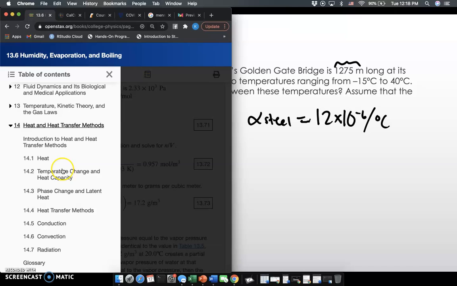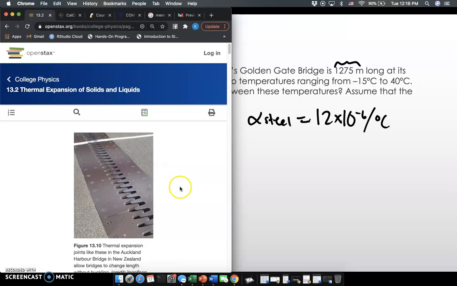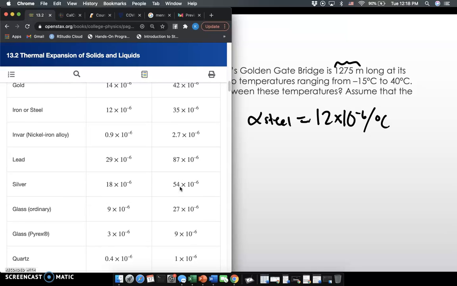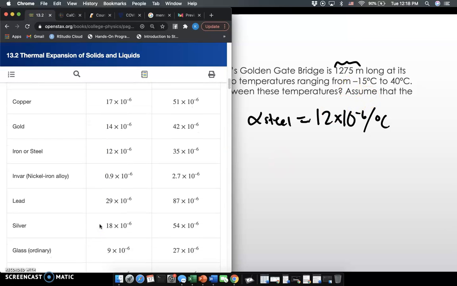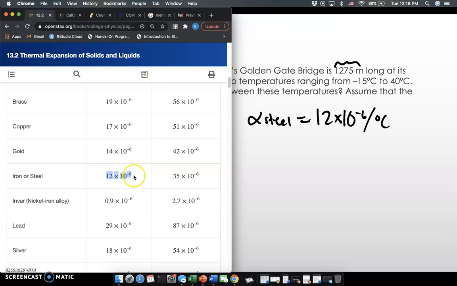We're going to go to thermal expansion, section 13.2, sorry. And in here we have a table and it states the type of material and the coefficient of linear expansion. Okay, so that's what we're looking at, this alpha. So we have steel, so I'm going to scroll down, and this is my coefficient for steel. Okay, and that's of linear expansion.